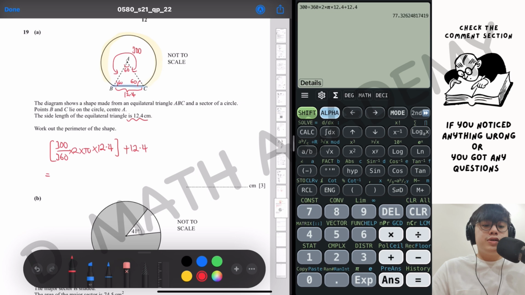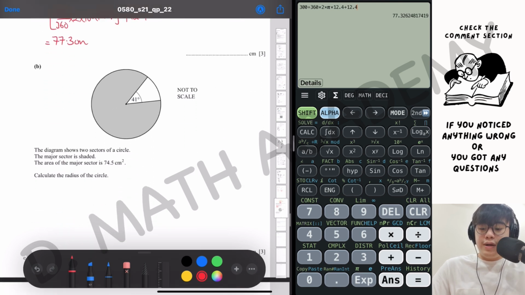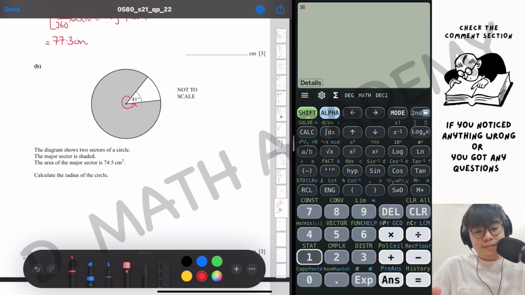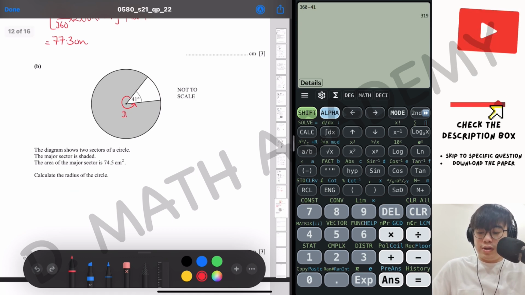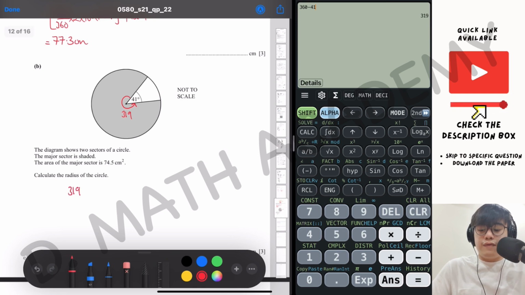So your final answer of this will actually be 77.3. Moving on to part B, they asked us for the area of the major sector. Okay, so for this, let's repeat the same thing. 360 minus 41. You will get your answer 319. Divided by 360 times pi times r squared equals 74.5.